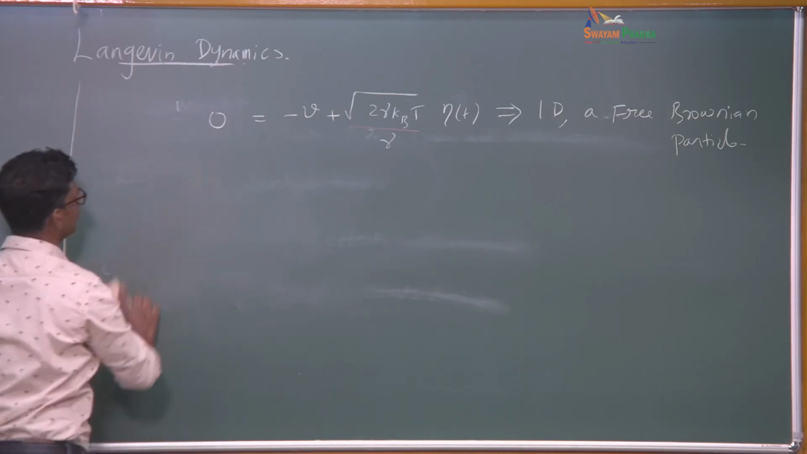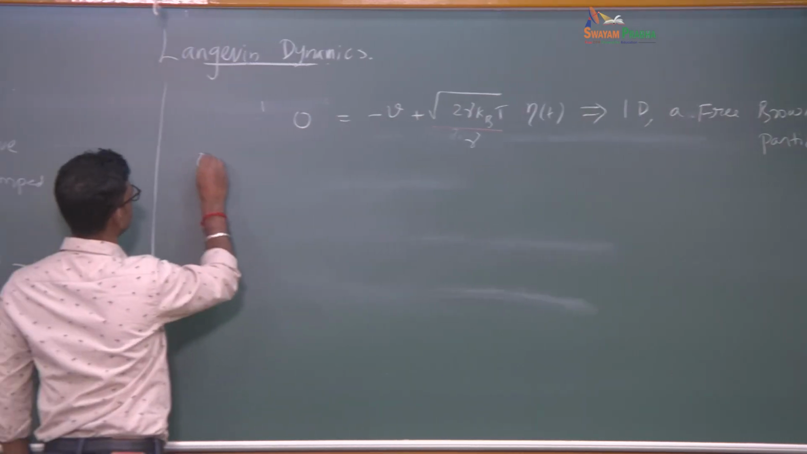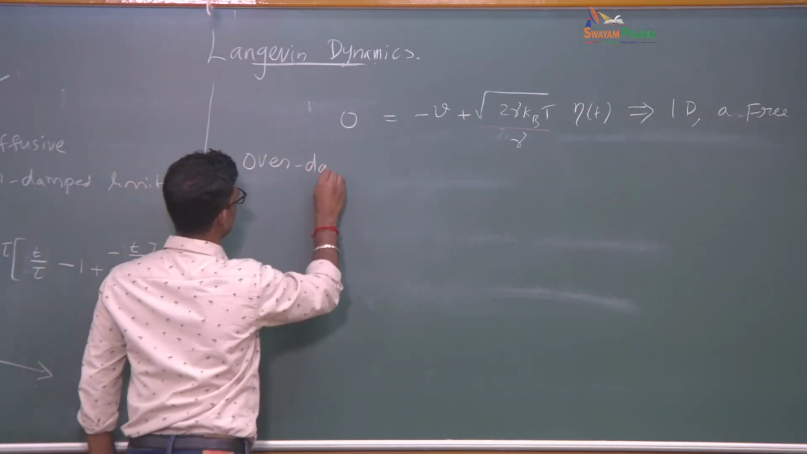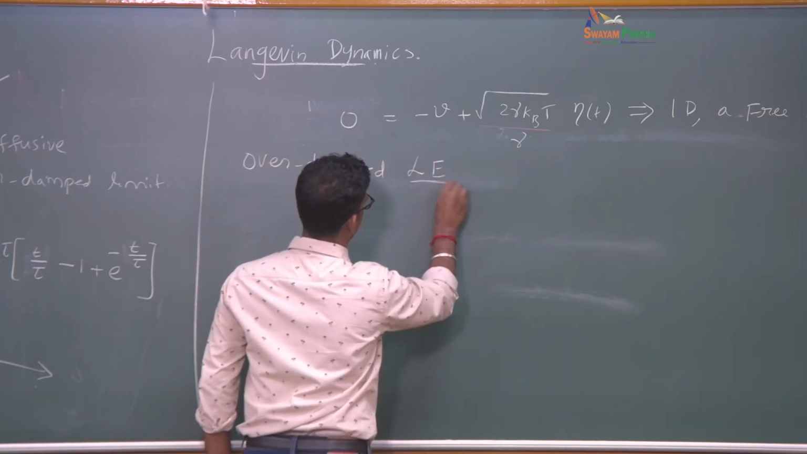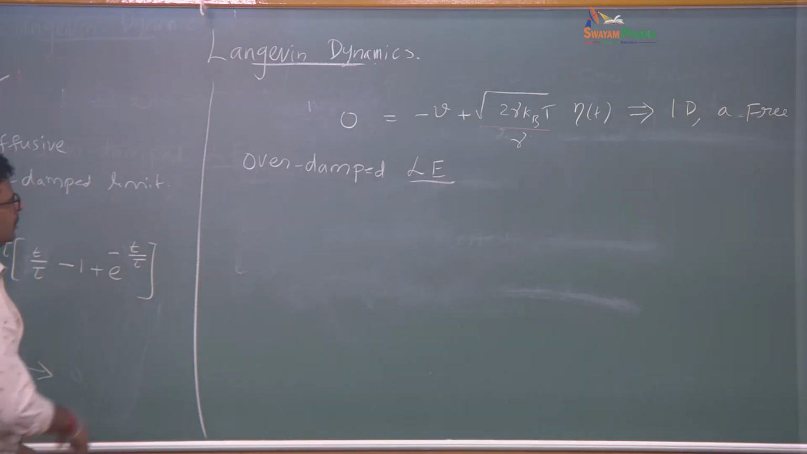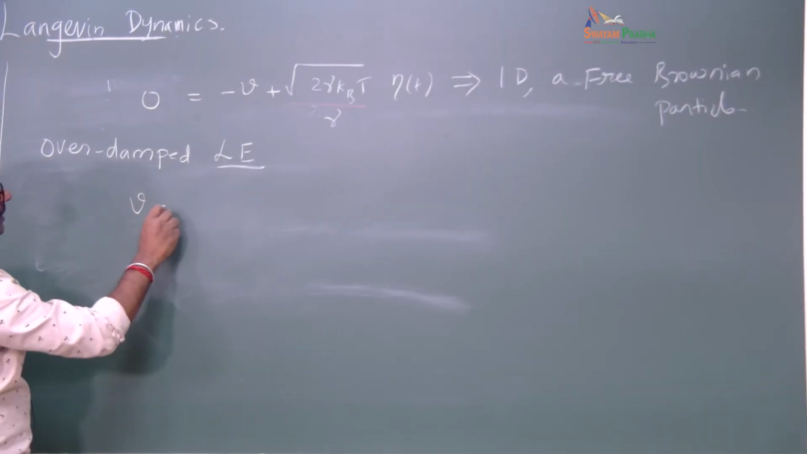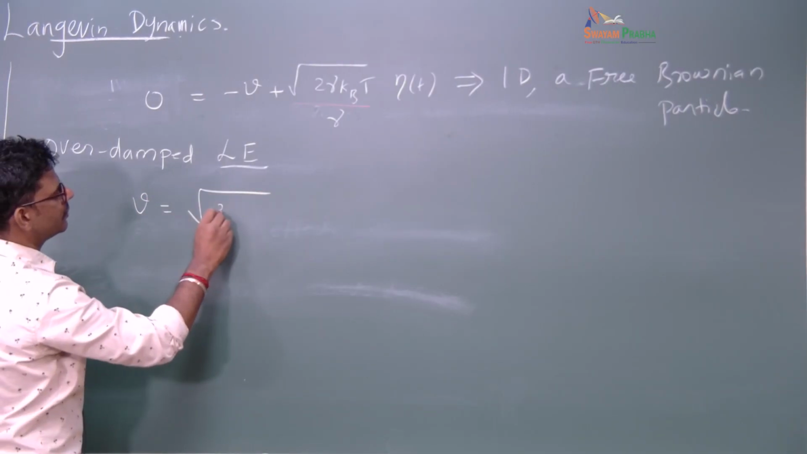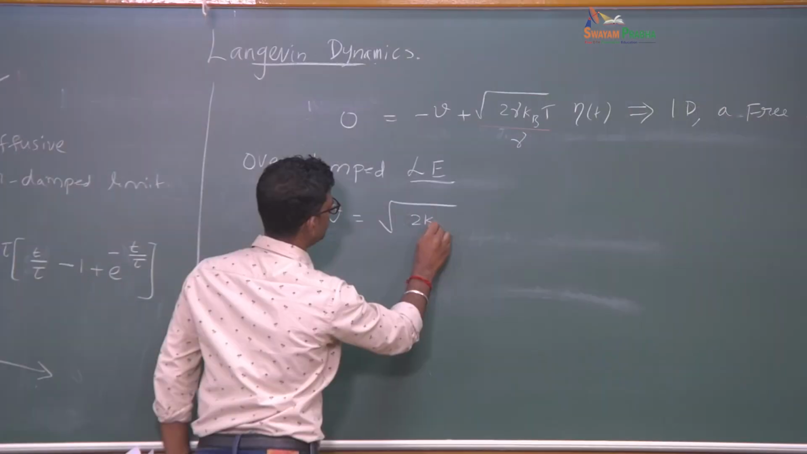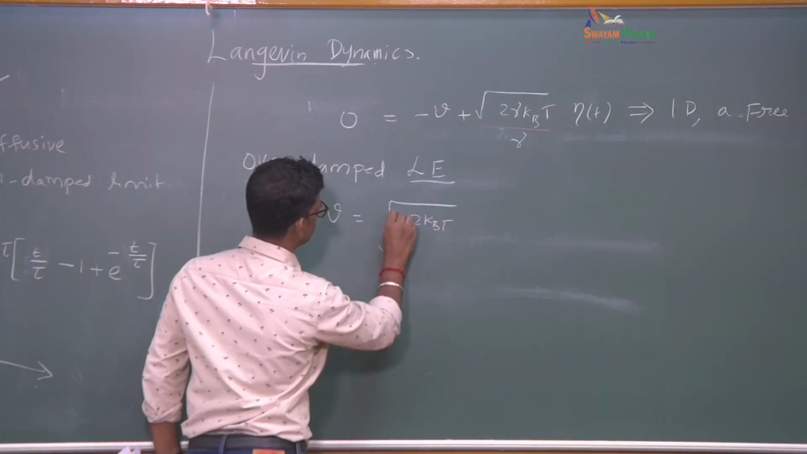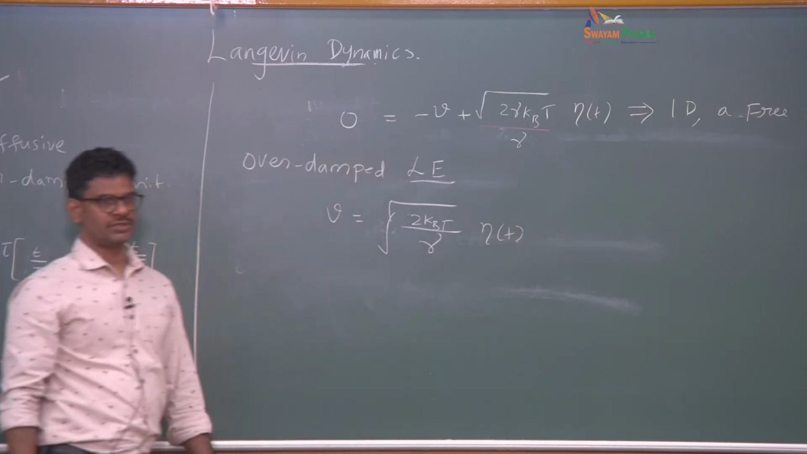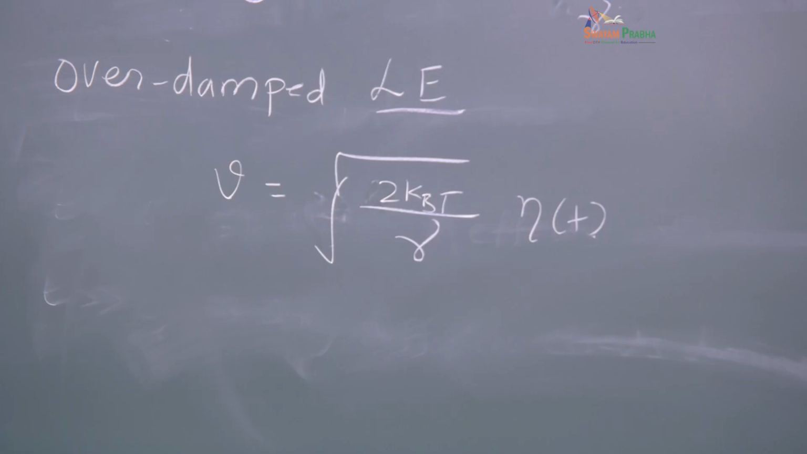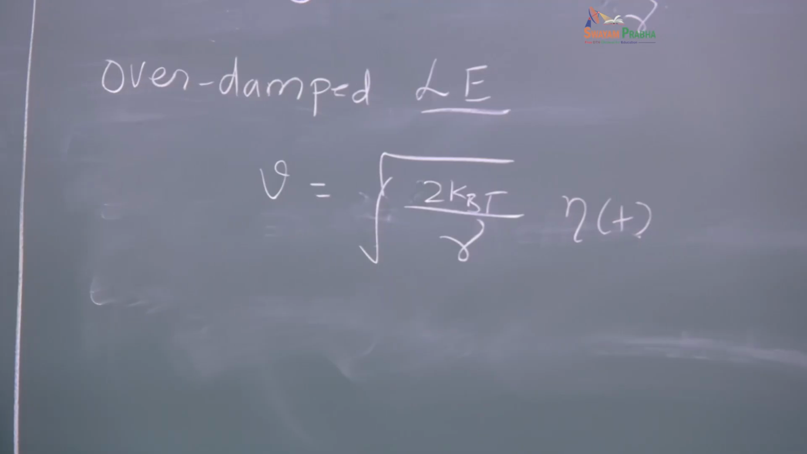And this we call the overdamped Langevin equation. So from here we can write that V should be equal to 2 kBT by gamma E of t. So this is going to tell you how the position of a Brownian particle will behave under the overdamped limit.